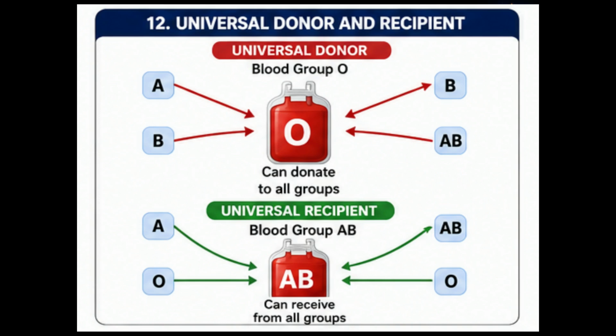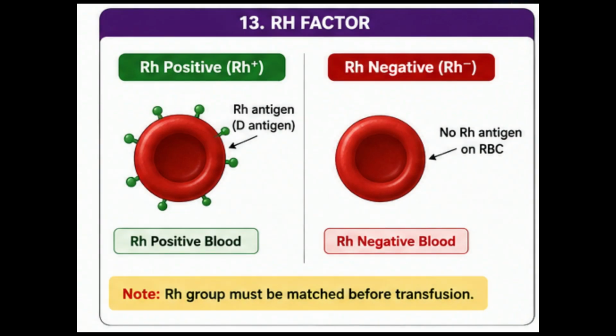Why matching is important. If wrong blood is transfused, RBCs can clump and cause serious problems. Real-life example. Blood group matching is like checking whether a key fits a lock. Wrong match can create danger. 9. Rh blood group. Rh antigen is present on RBCs in about 80% of humans. Rh antigen present, Rh positive. Rh antigen absent, Rh negative. Rh factor must be matched before blood transfusion.